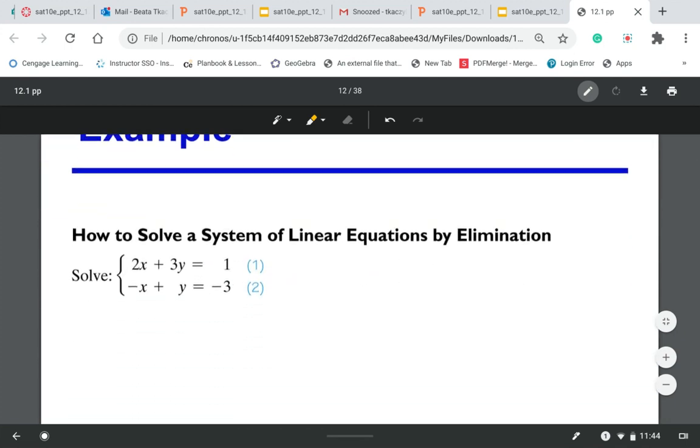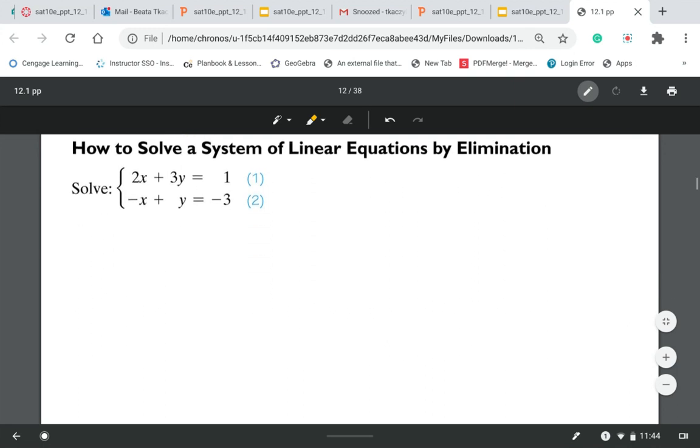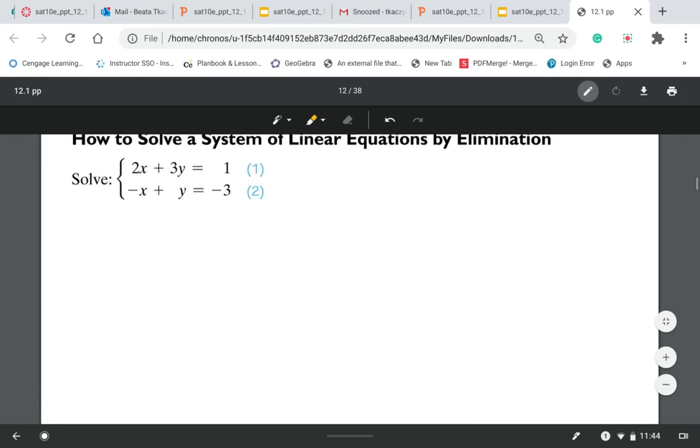So this system, the next example, we're going to solve it using elimination. So the idea is, as you see, you have two equations, two straight lines. They have x and y as variables. So the idea is to start with a plan. I want to eliminate one of the variables. So my plan is to eliminate x.